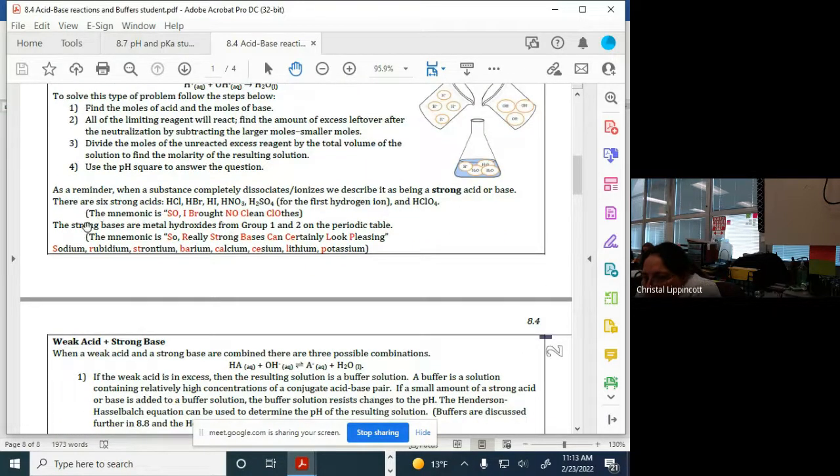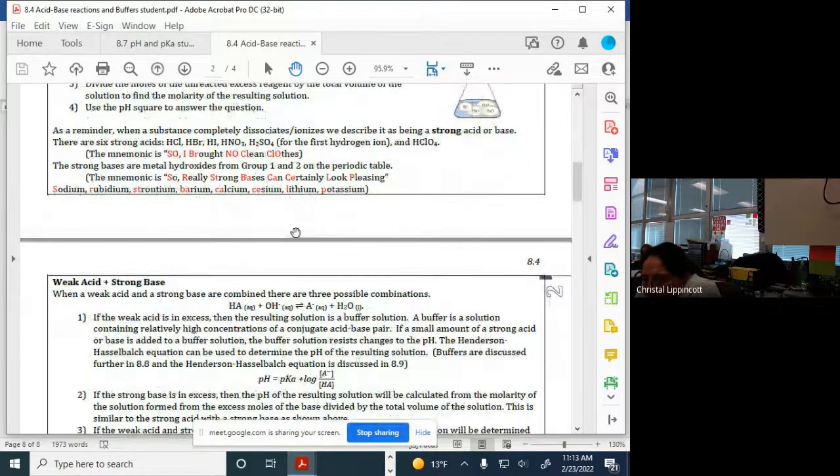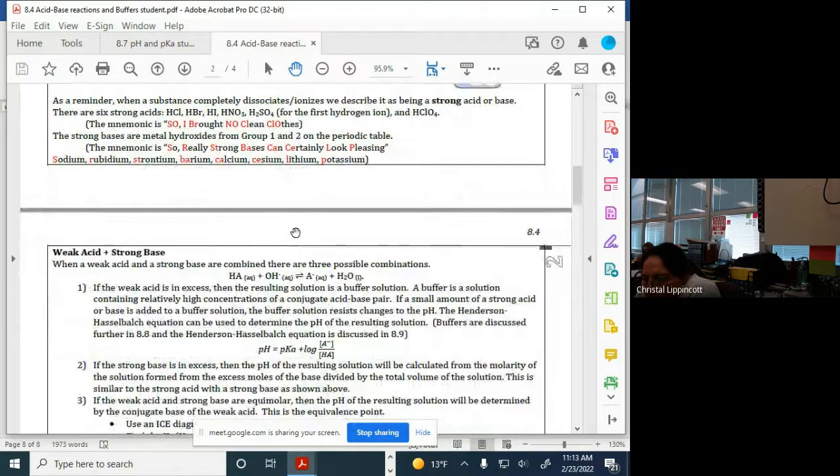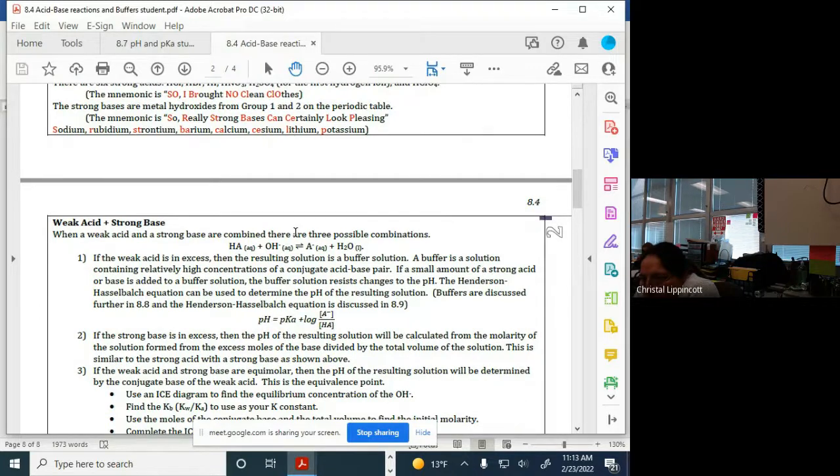Remember your strong acids and your strong bases, and I've given you a little mnemonic there if you need it. What is it? So I bought no clean clothes. Oh, I think it goes together well. How do you buy dirty clothes?